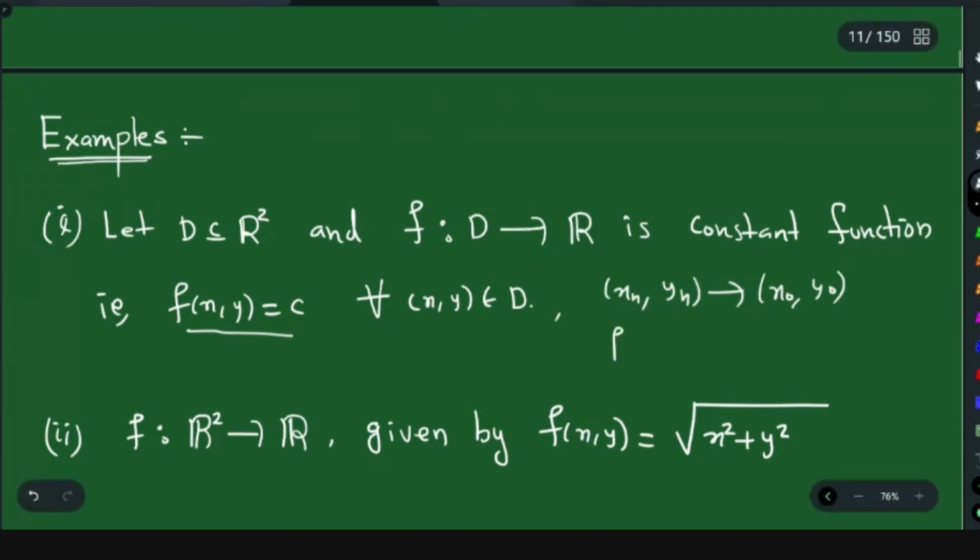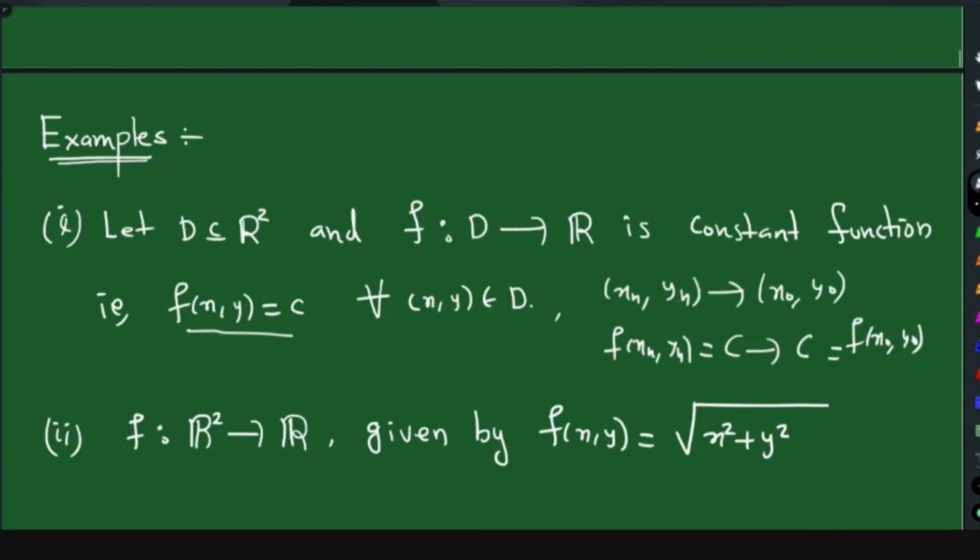Now you can consider f(xn, yn). f(xn, yn) is in fact c only, so it is always c, and it should converge to c only. So what is c? c is f(x0, y0). So if you take any sequence (xn, yn) which converges to the point (x0, y0), f(xn, yn) also converges to f(x0, y0). That means f is continuous at (x0, y0). This you can do for any (x0, y0) in the domain, so f is continuous on all the points of the domain. So constant functions are always continuous.